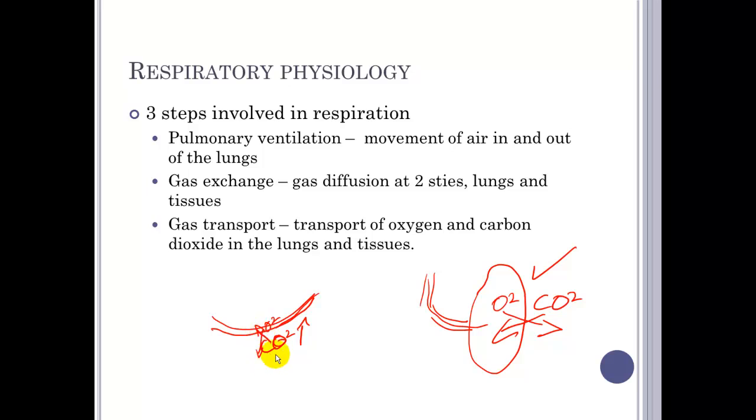Fortunately for us, the hemoglobin molecule transports 2 different types of gases. It will transport oxygen, and it will also transport carbon dioxide. Then gas transport of oxygen and carbon dioxide in the lungs and tissues.